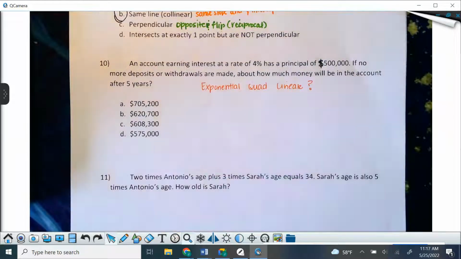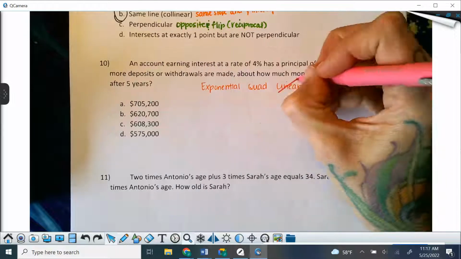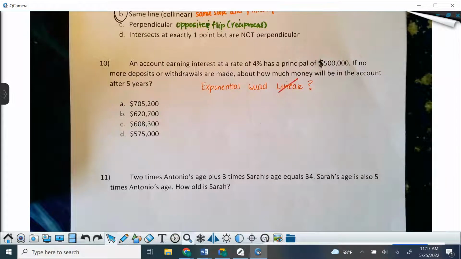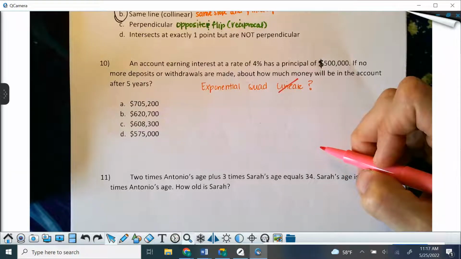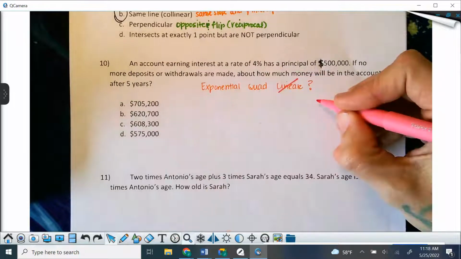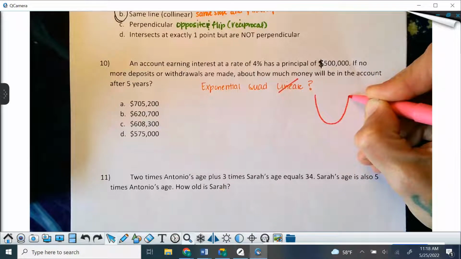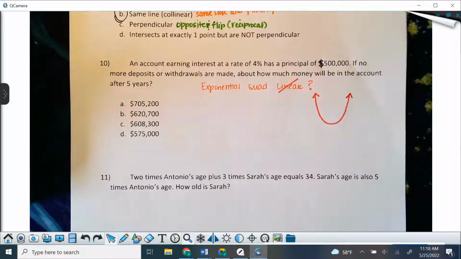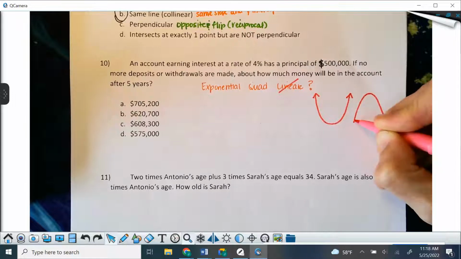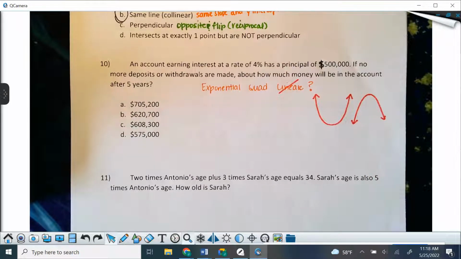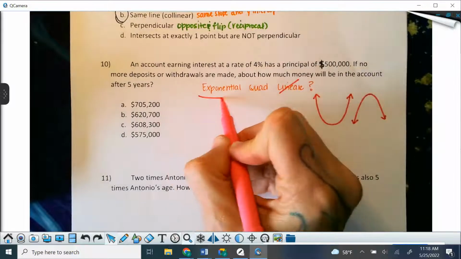So since it's not the same, that means it's definitely not linear. If you're looking at gaining money that you never touched, like you never took any out or added any, do you think that money would look like this, or even like this, where it goes up, up, up, and then all of a sudden comes down? It's not the stock market. Yeah, it's definitely going to be exponential.